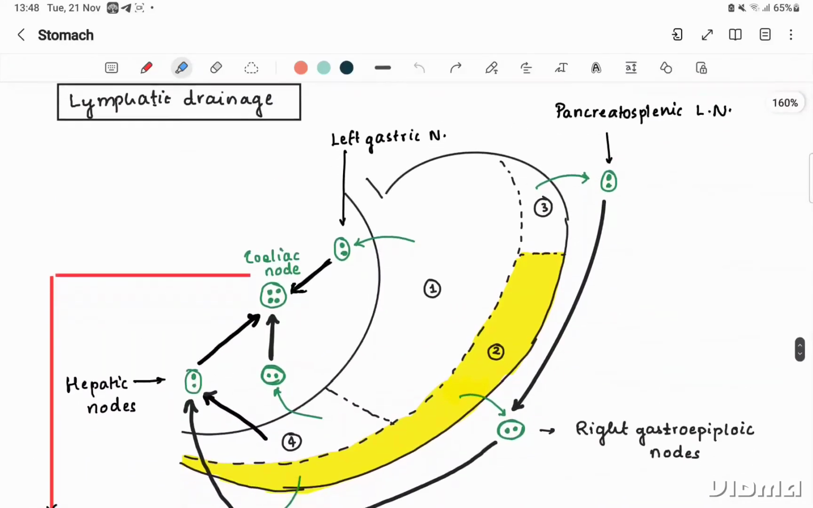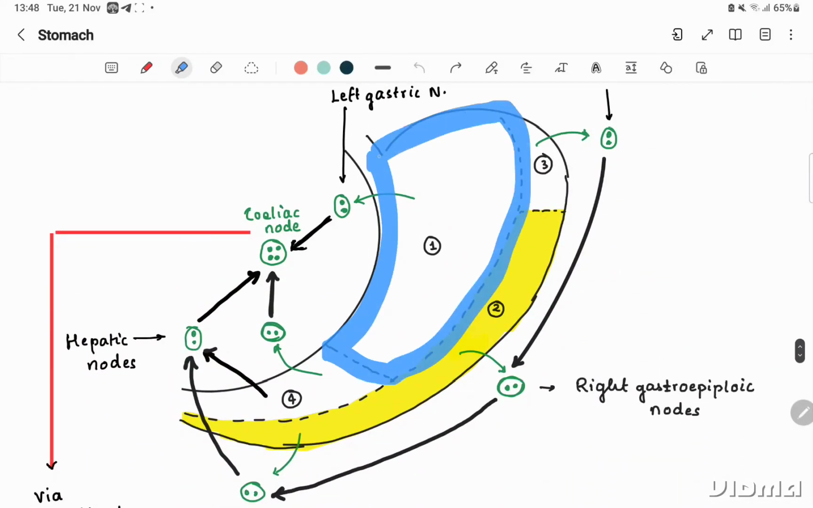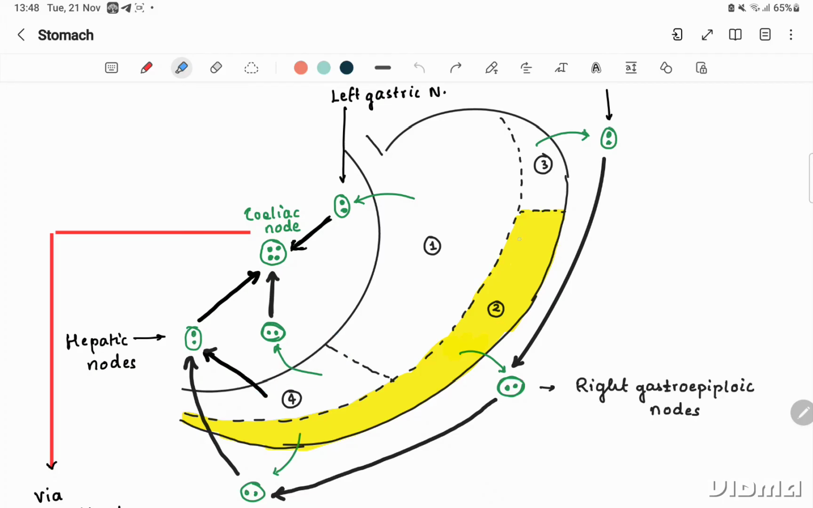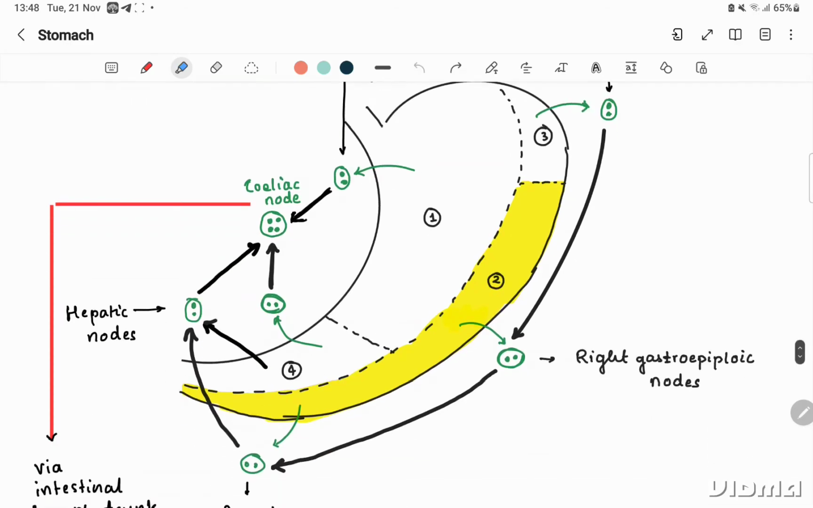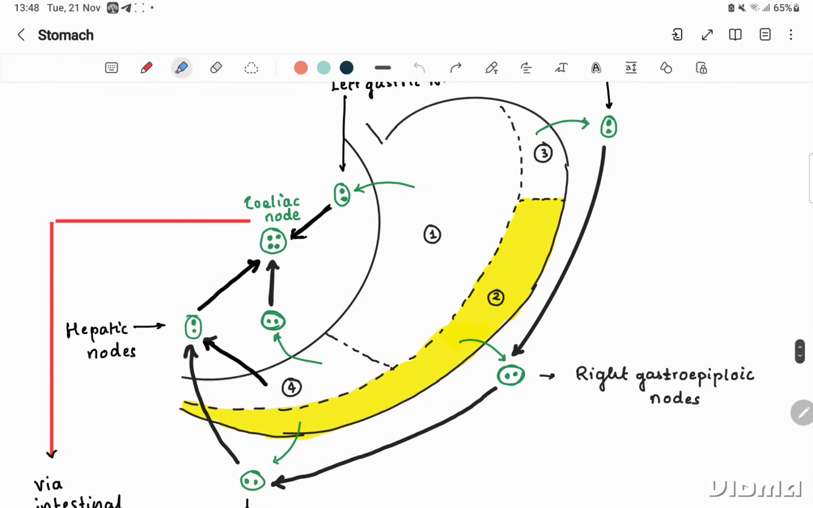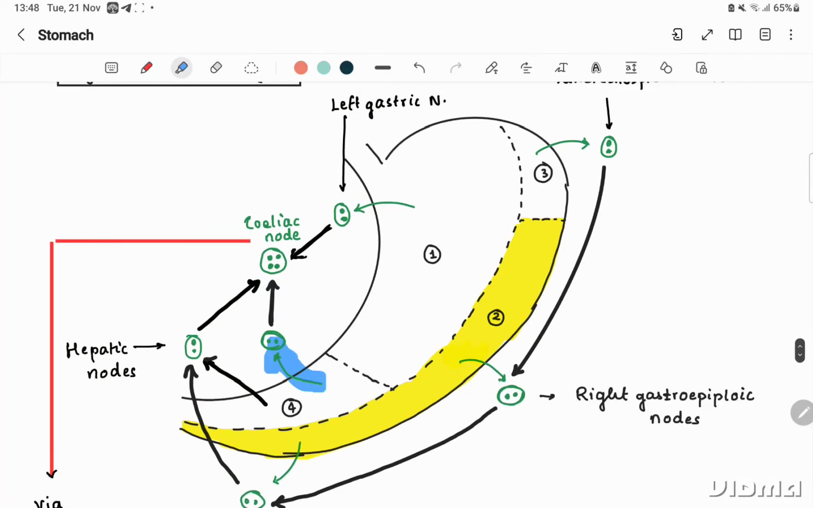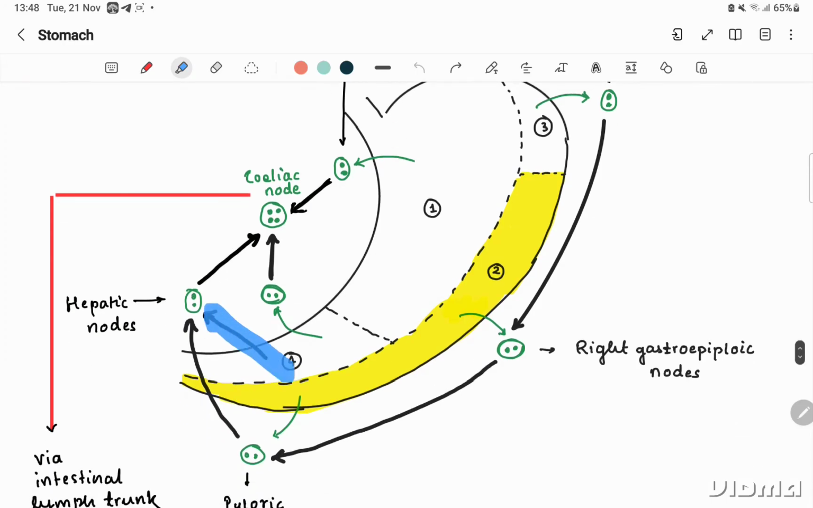You can divide the stomach into parts like 1, then 2, 3 and 4. Talking about part 1, from this part the lymph is drained into your left gastric nodes, and these left gastric nodes drain into your celiac nodes. From part 4 also, it is drained into hepatic nodes, and all these nodes drain into a celiac node. The 4th part drains to the hepatic nodes, and the hepatic nodes to the celiac nodes.